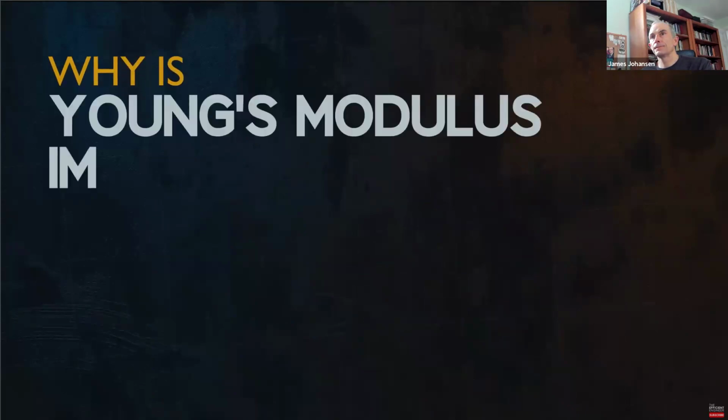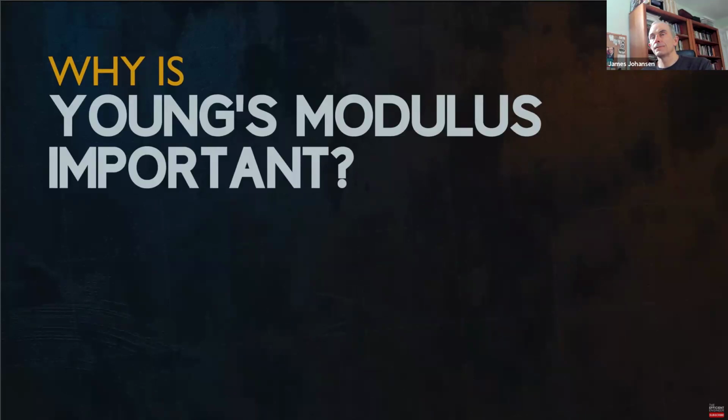Why is Young's modulus important? Young's modulus is a crucially important material property when it comes to engineering. In engineering design, a common objective for many different applications is to keep elastic deformations as small as possible, which means that Young's modulus is a key parameter that needs to be considered in the material selection process.